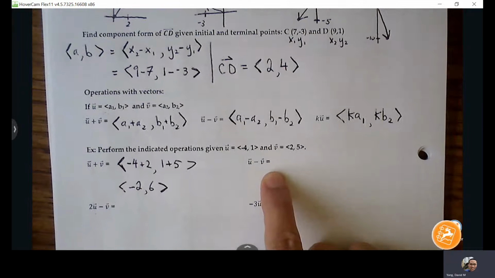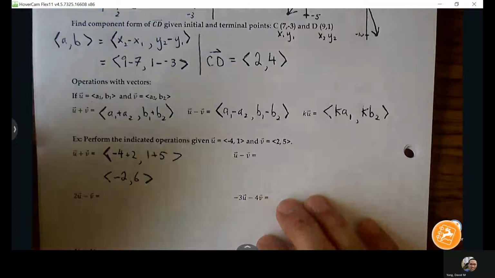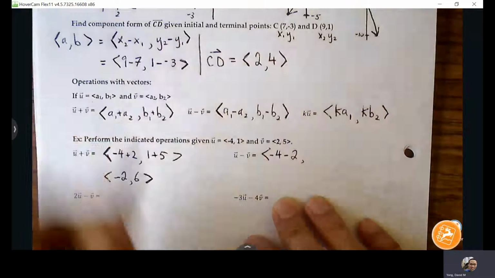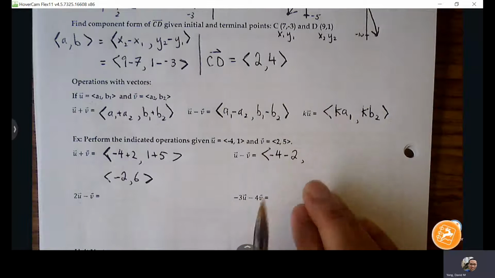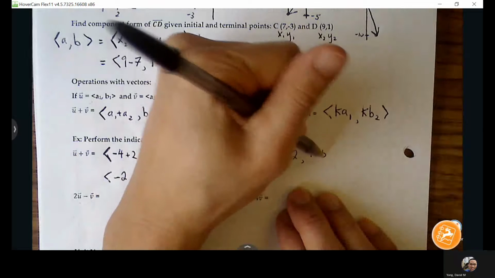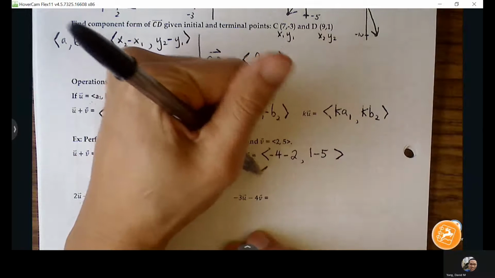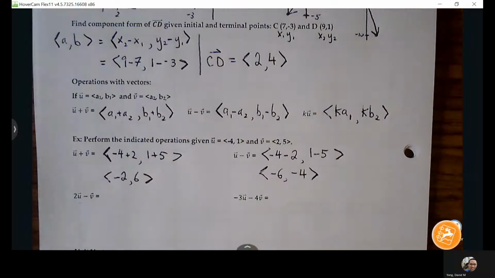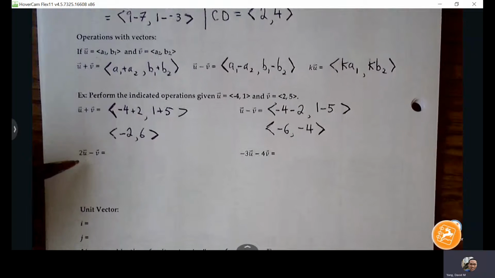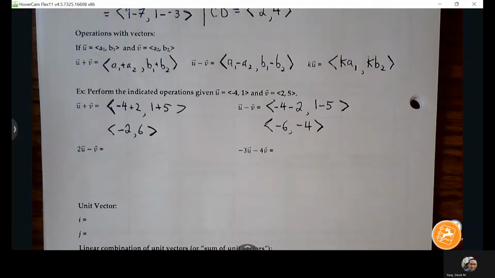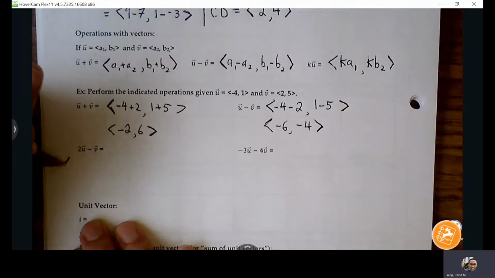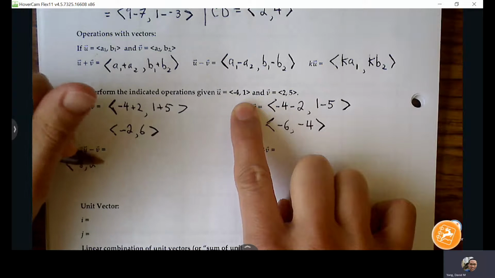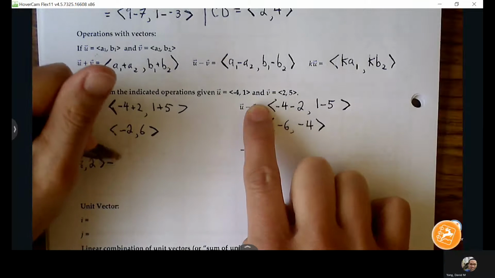Okay, vector u minus vector v. Okay, so subtract the x components and then subtract the y components. All right, 2u minus vector v. So if I distribute 2 through vector u, I would get negative 8, 2. So I want to take that vector and I want to subtract vector 2, 5.